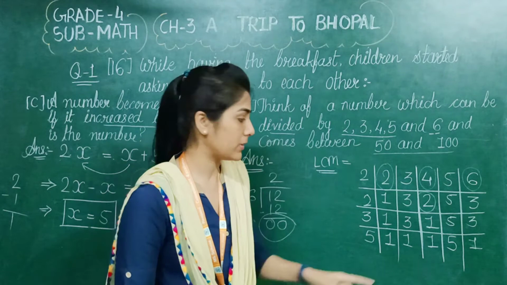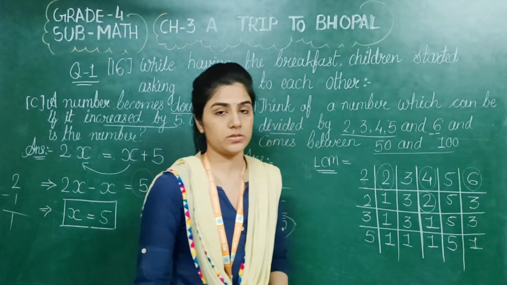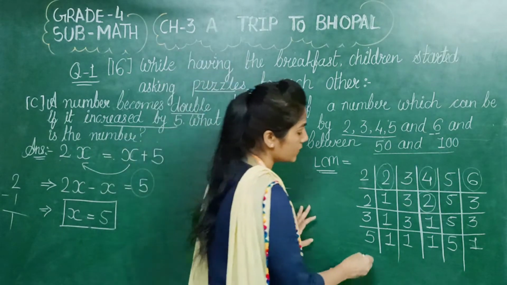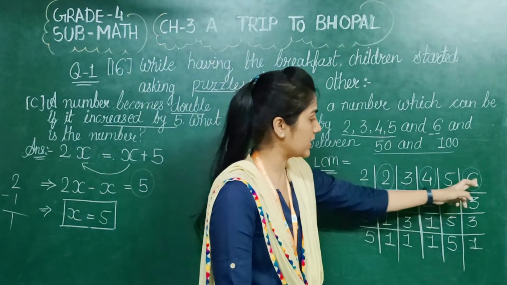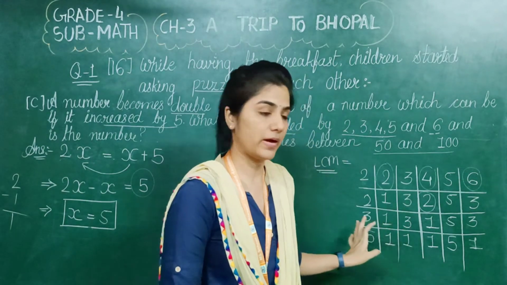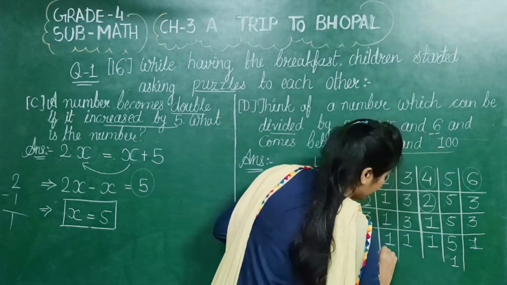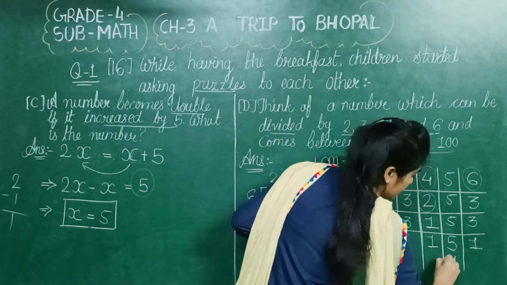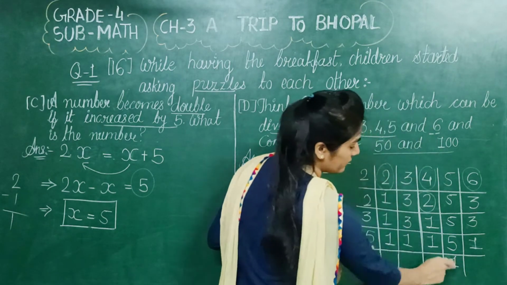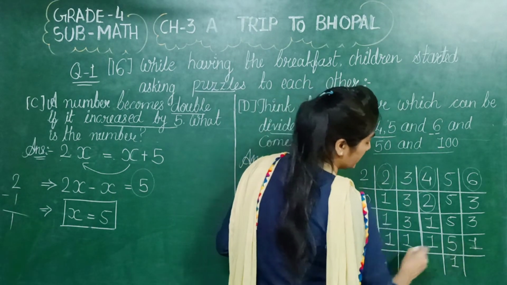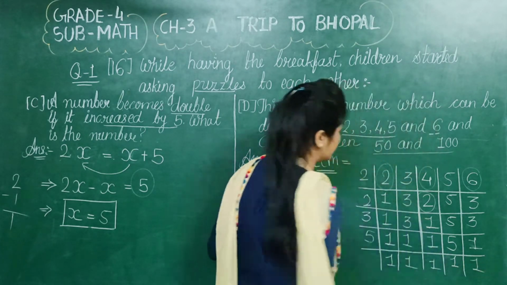4 we can't take because 4 is an even digit and here there is no even digit. So 4 we can't use because already we have used 2. Whichever even numbers are there, only those we have divided. Now 5 ones are 5. Wherever 5 is written, at that place only 1 will come, and the remaining 1s we copy. This is our LCM.